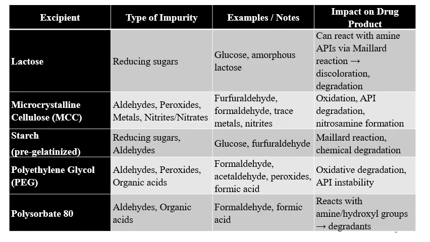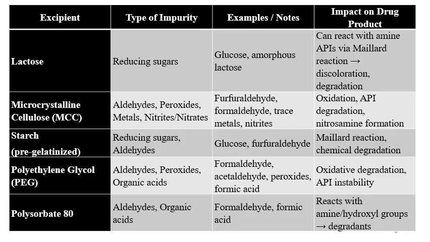Now, one by one, I will walk you through the excipients and the impurities present and how they impact the drug product. Lactose has a type of impurity that is reducing sugar. Examples: glucose, amorphous lactose. These can interact with amine APIs via Maillard reaction, leading to discoloration and degradation.